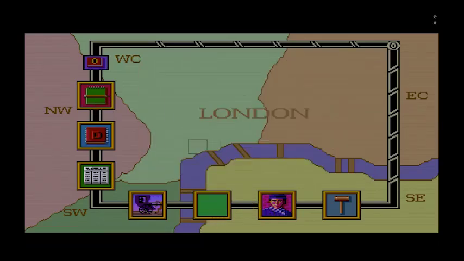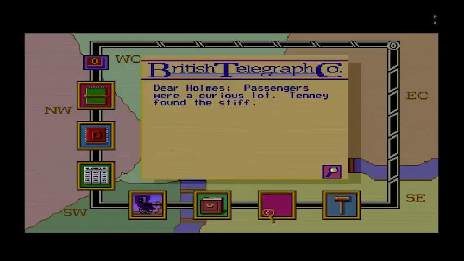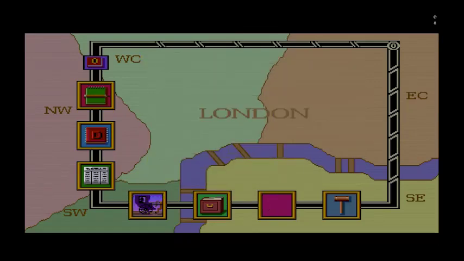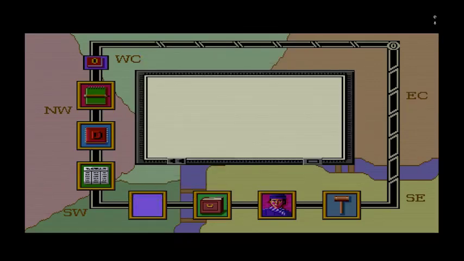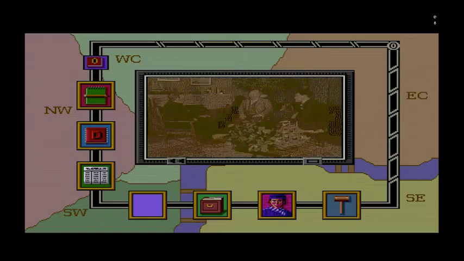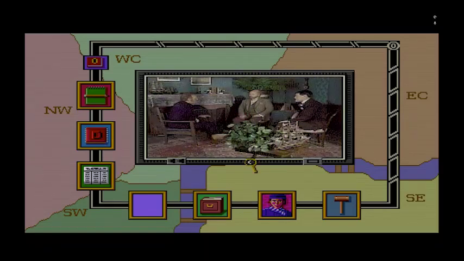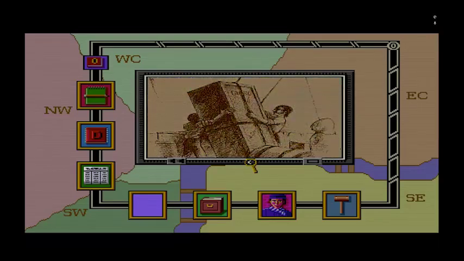Nothing on file. Baker Street irregulars here. Dear Holmes, passengers were a curious lot. Tenney found a stiff. He did. I found a stiff. Glad to hear you being so respectful there, huh? Let me tell you, a murder, even by a 4,000-year-old mummy, was only one odd thing in a string of bad luck on this voyage. What sort of bad luck?